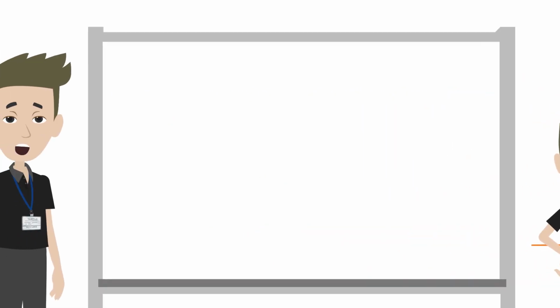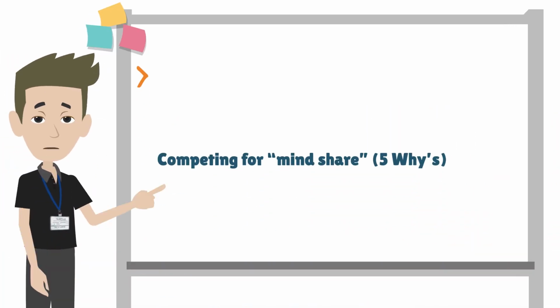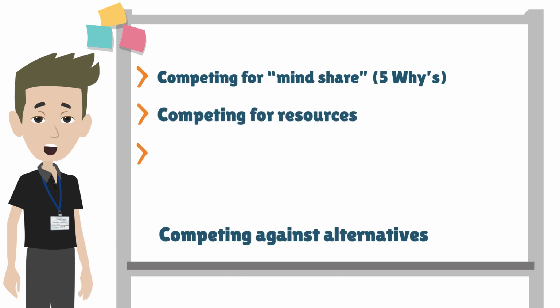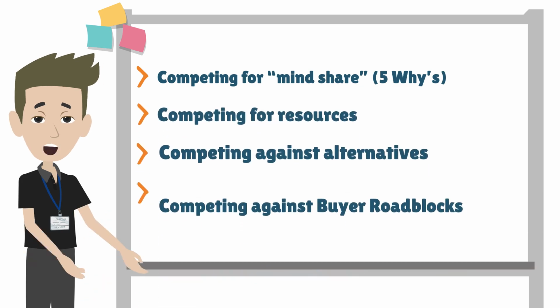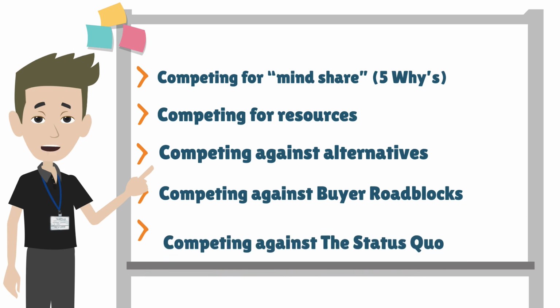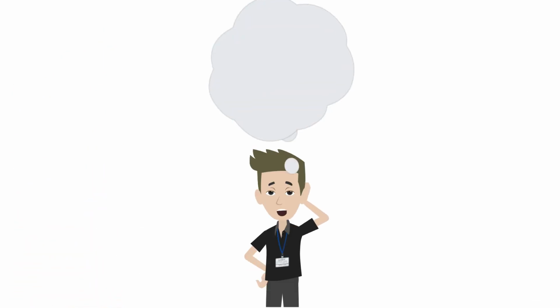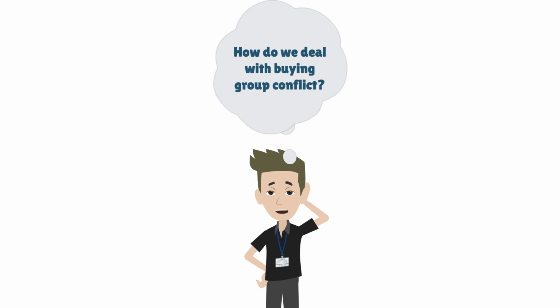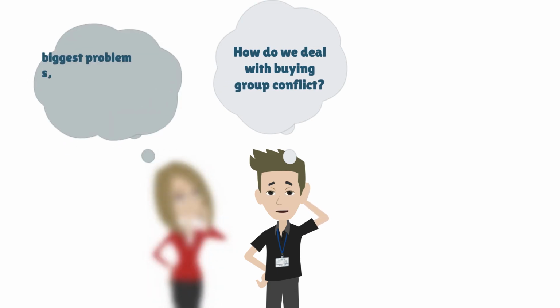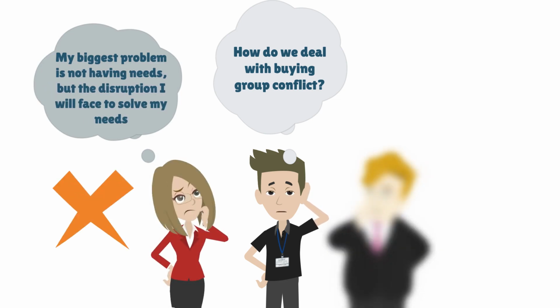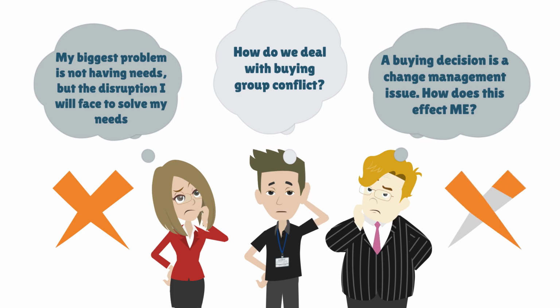In fact, you are also competing for mind share. Competing for resources, competing against alternatives, competing against buyer roadblocks, and competing against the status quo. You also have to overcome buying group conflict, their status, implications, and their own self-interests. Buyers justify their position on a purchasing decision, any decision that requires change, by putting up roadblocks and objections.